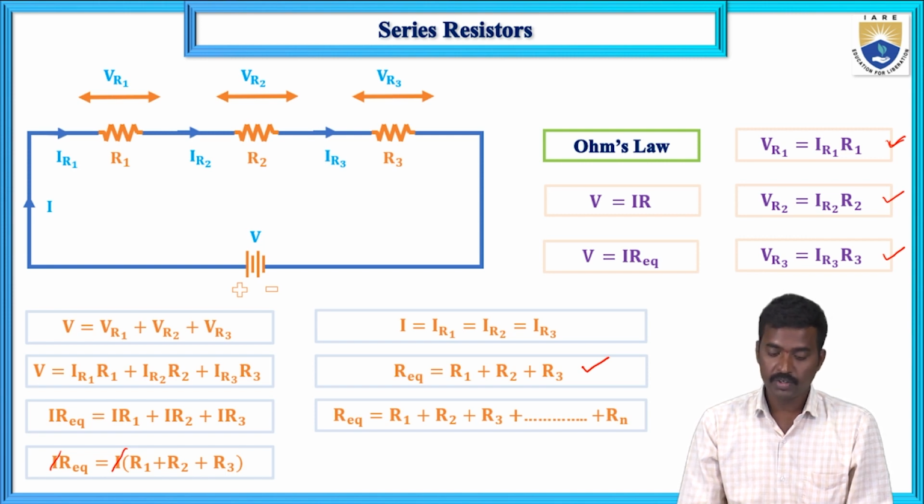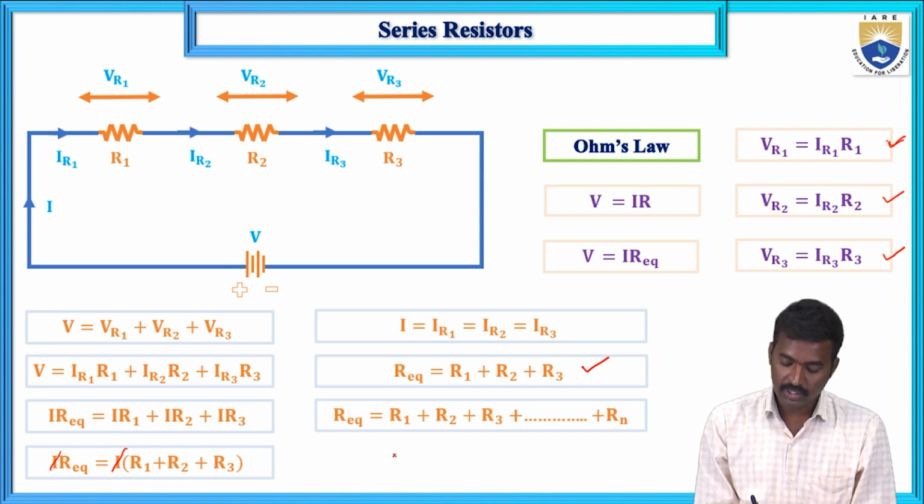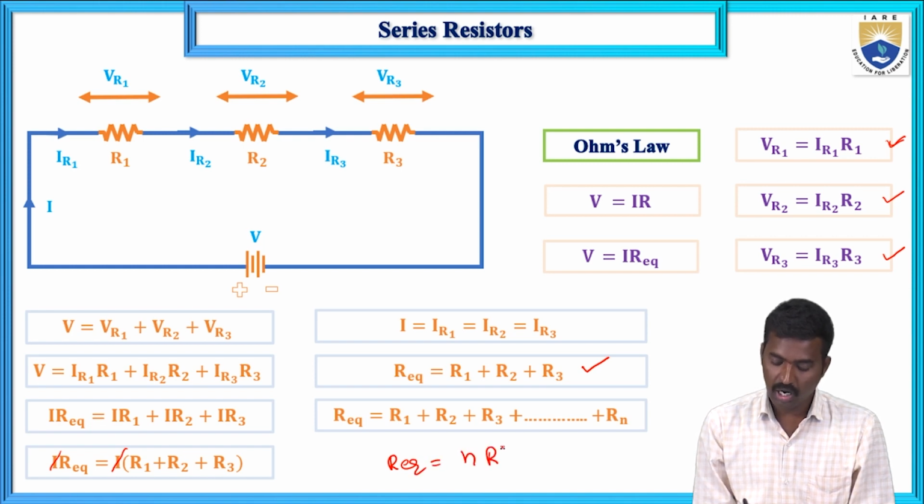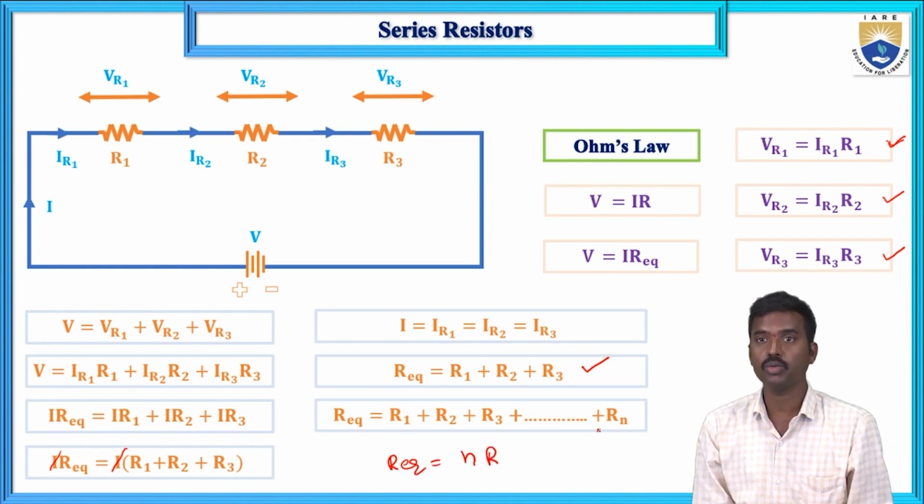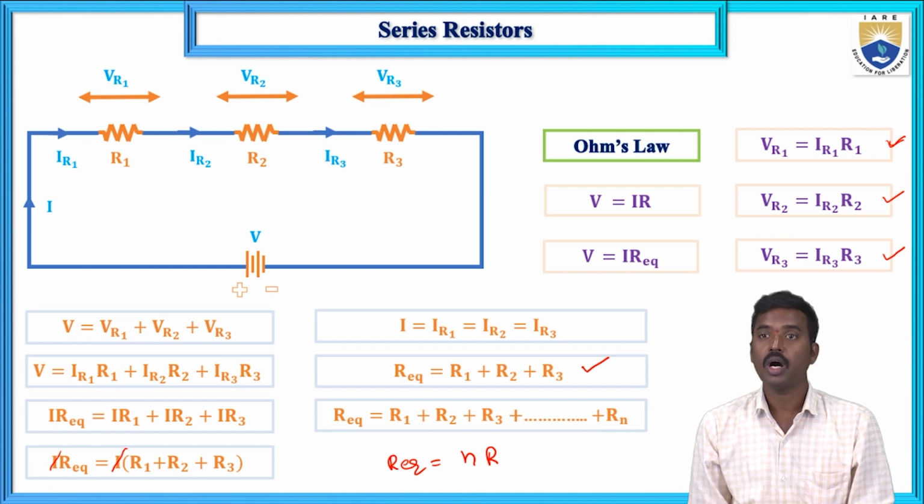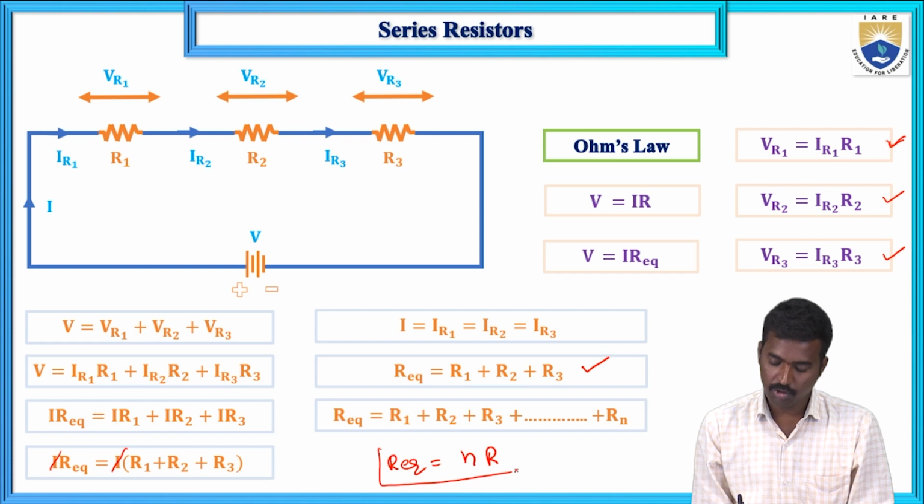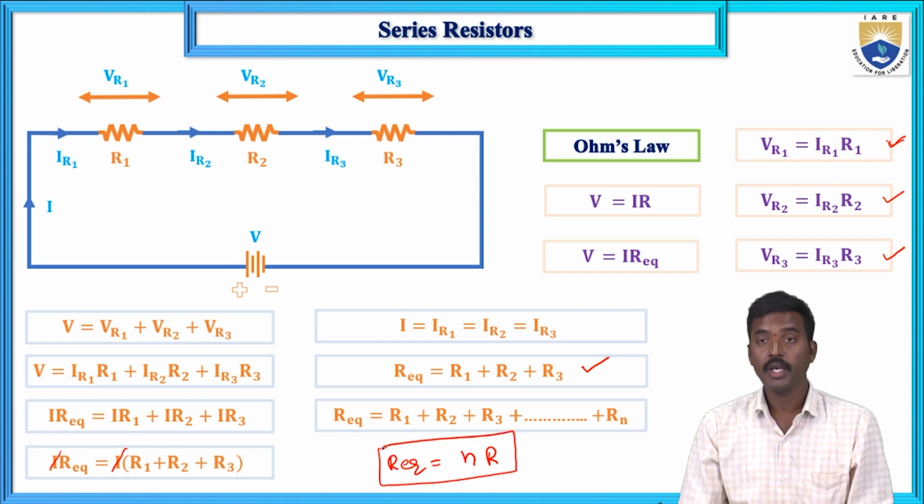If n resistors are connected in series, but all elements have the same resistance value, then R equivalent equals N into R. So all resistances R1 equals R2 equals R3 equals Rn, equal to R. For that case the formula is R equivalent equals N into R, where N is the number of elements.